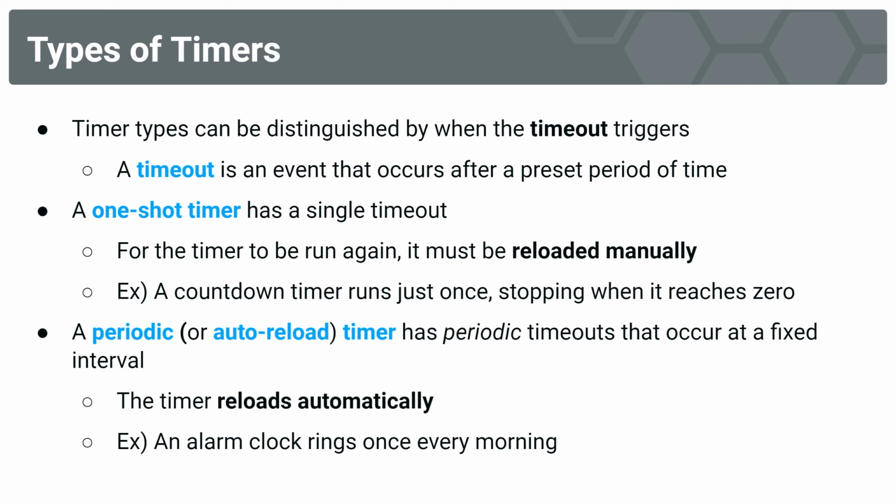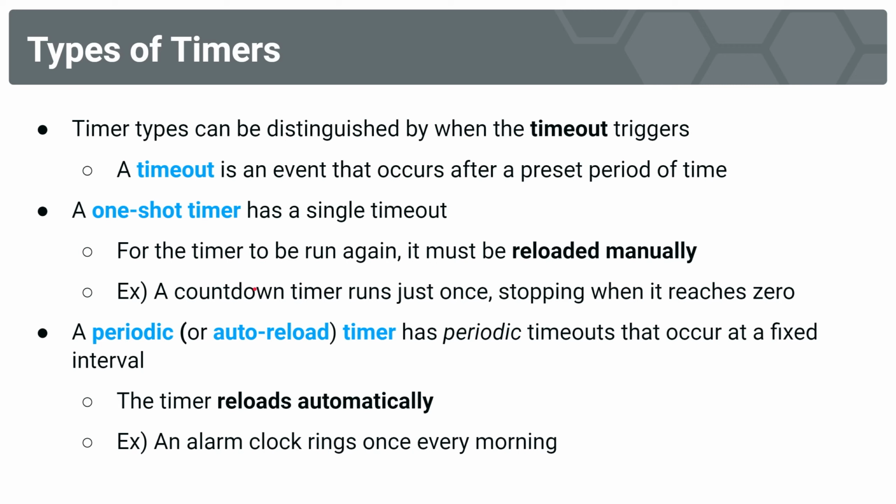These timer types can be distinguished by when the timeout triggers. Well, what is a timeout? A timeout is an event that occurs after a preset period of time. So we have a one-shot timer that has a single timeout. In a single timeout, for the timer to be run again, it must be reloaded manually. So an example of a one-shot timer would be a countdown timer.